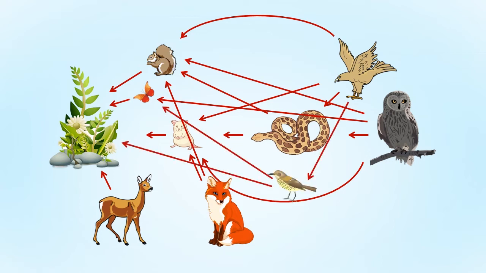For example, hawks can prey on songbirds. But did you know that songbirds can also prey on hawks? Actually, not on adult hawks, but on hawk eggs. So in this case, the songbird would be one trophic level above a hawk.